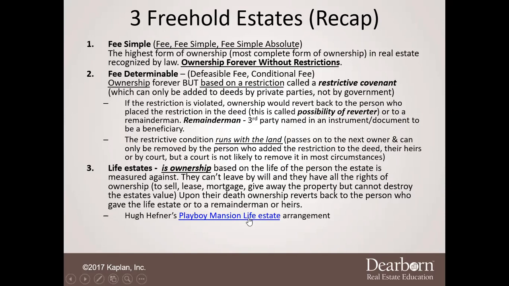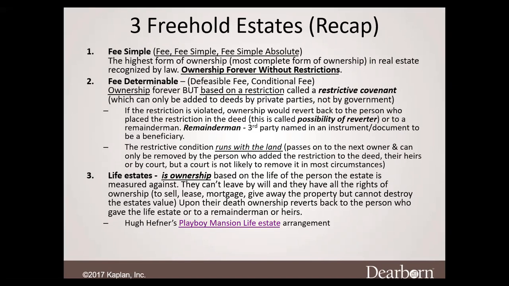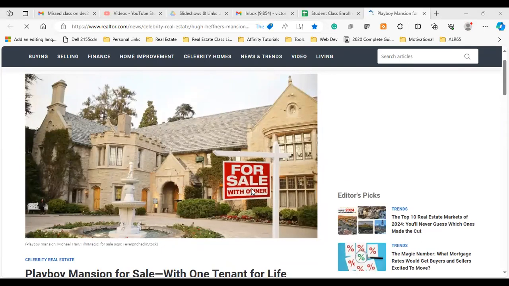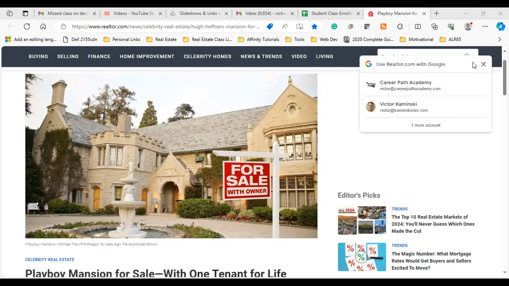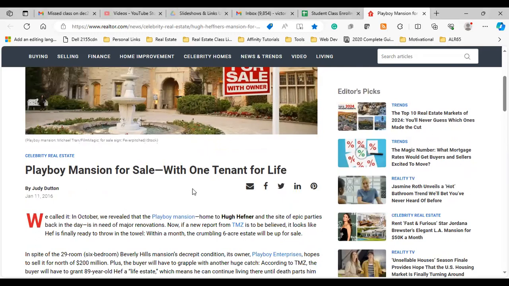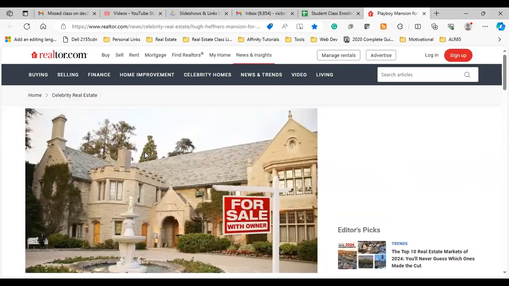Here, let's take a look at this example. I got a link here to that on the Realtor.com website. We'll wait for that to open up. There's the Playboy Mansion. Interesting sign. For sale with owner. That's interesting. So the Playboy Mansion came with that life tenant.